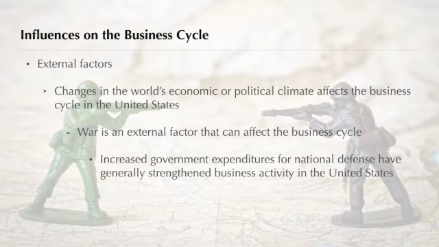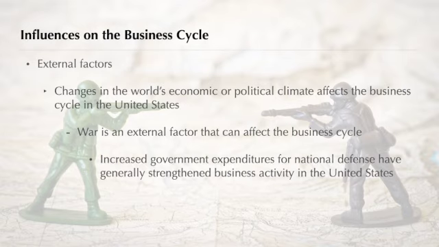Changes in the world economic or political climate also affect the business cycle in the United States. For example, the sharp increase in world oil prices in 1973 and 1974, and again in 1979 and 1980, contributed to the recessions in 1974 and 1975, as well as those in 1980 and 1982.